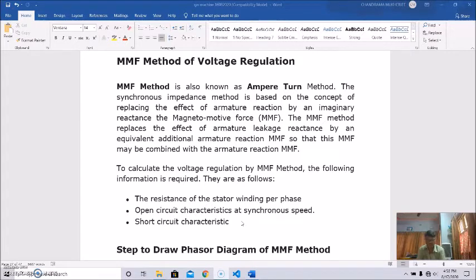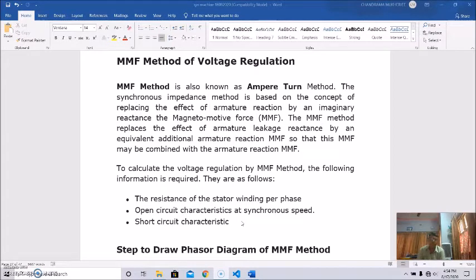In the last class of our Electric Machine 2, we discussed the voltage regulations and the different indirect methods. One of the indirect methods, that is the EMF method or synchronous impedance method, we have discussed, and how the voltage regulation by the synchronous impedance method was done. So we discussed everything, particularly this voltage regulation.